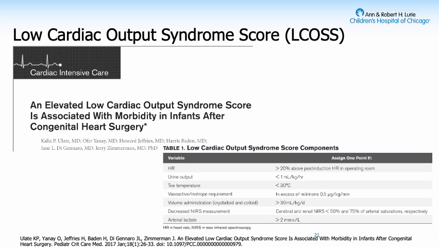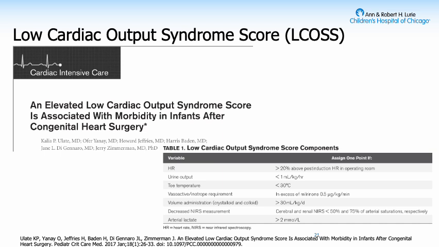Heart rate, very important. If it's greater than 20% above the post-induction heart rate in the operating room, that is quite indicative of a potential low cardiac output state. Urine output, so thinking about those end organs being low, toe temperature being low, and so remember, body temperature is around 37, room temperature is around 23, so the midpoint between those is 30. So if you're on the colder side, cooler than 30 degrees, then that could be indicative of low cardiac output.